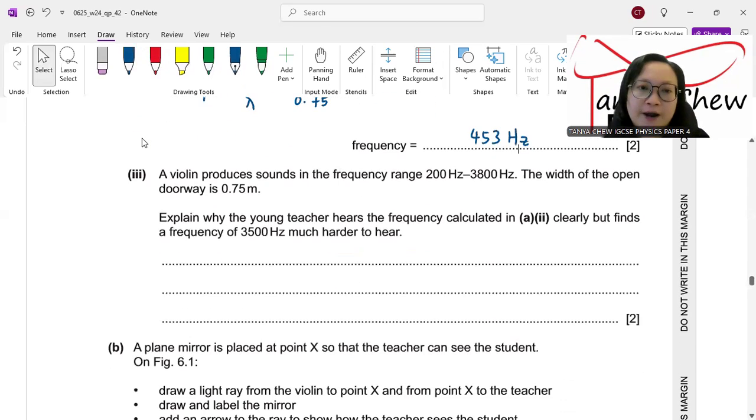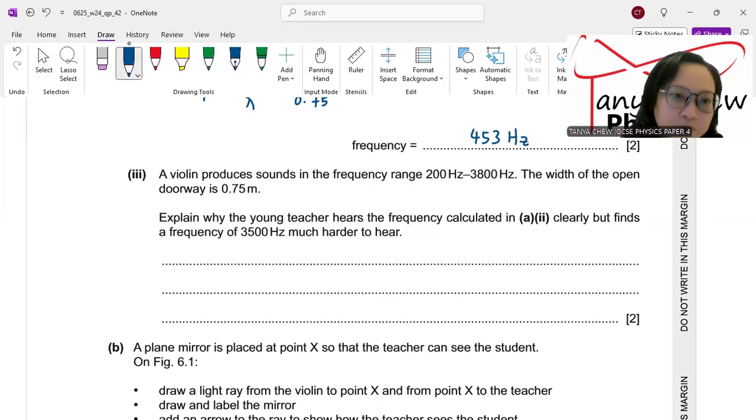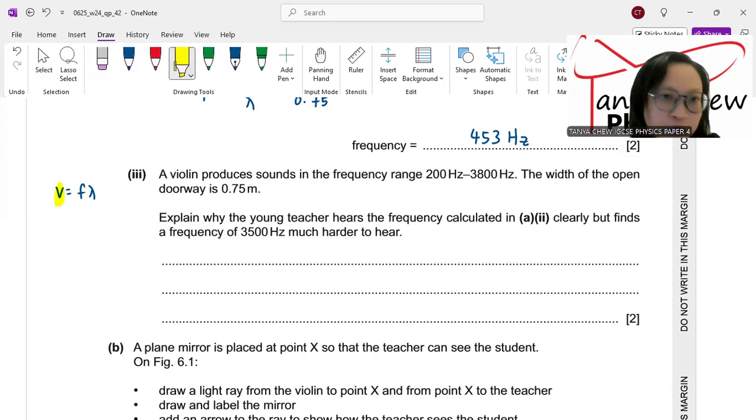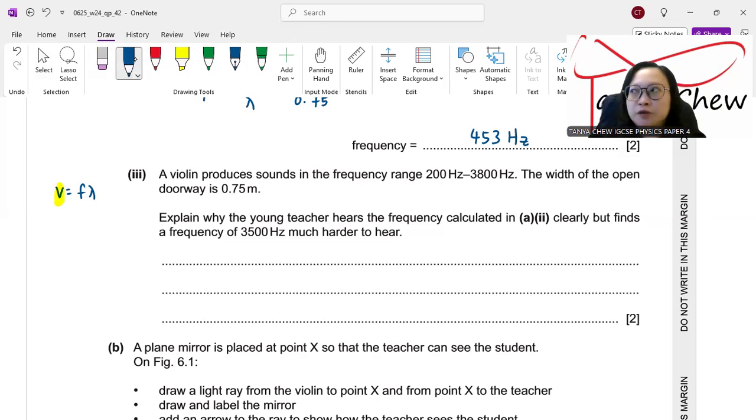Now, the third one, a violin produces sounds in the frequency range 200 hertz to 3800 hertz. The width of the open doorway is 0.75 meter. Explain why the young teacher hears the frequency calculated in A part 2 clearer, but finds a frequency which is higher a little bit, much harder to hear. Now, I want to explain in terms of the equation, V equal to F lambda. Since the sound wave travels through air, the speed of the air is unchanged. It's just the same because there's no temperature change, so the speed will remain constant.